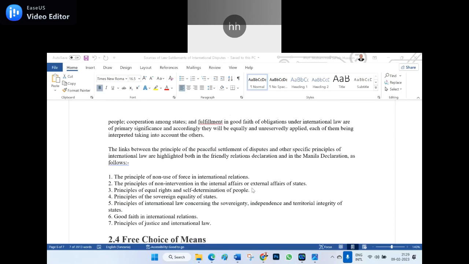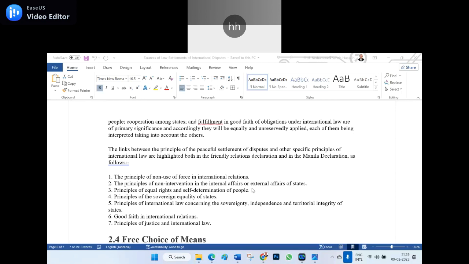Number one, the principle of non-use of force in international relations. We should not use force. Two, the principle of non-intervention in the internal and external affairs of states. One should not interfere. No state can interfere in the internal or external affairs of another state when resolving disputes. Three, the principle of equal rights and self-determination of peoples. They do have the equal right and self-determination to decide what they want to do.